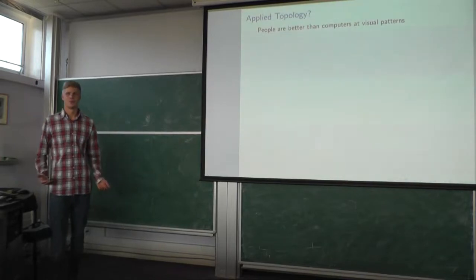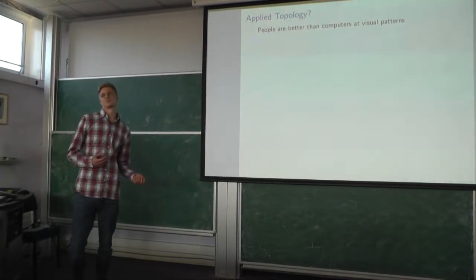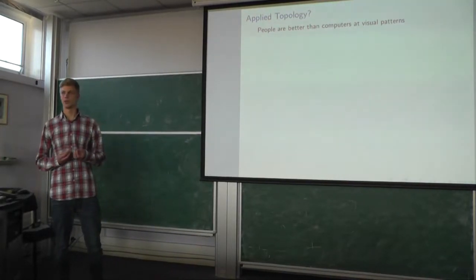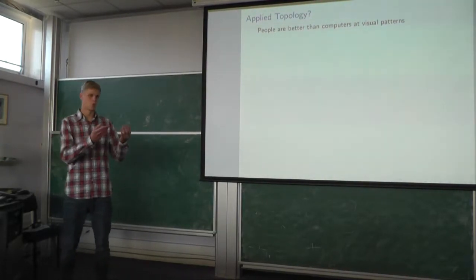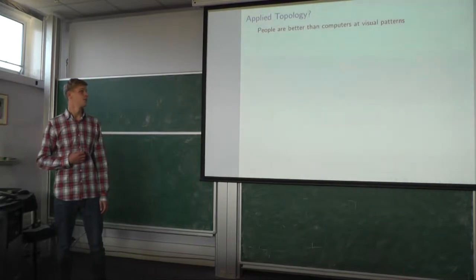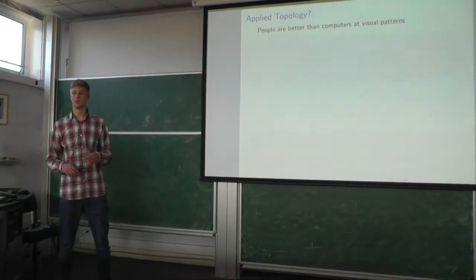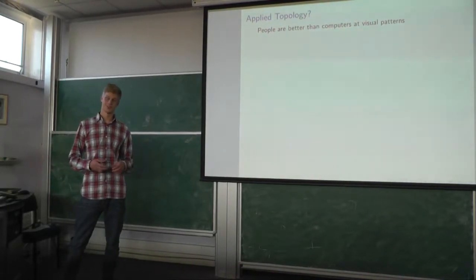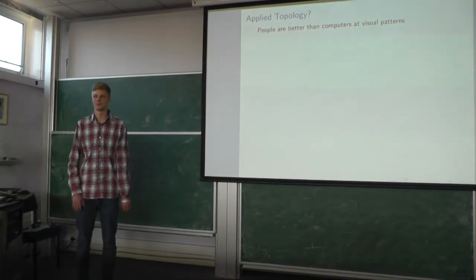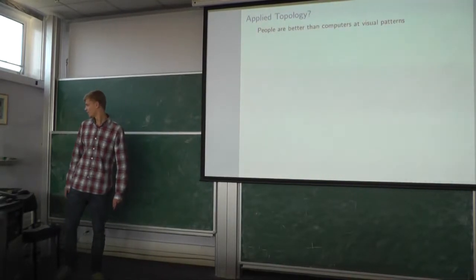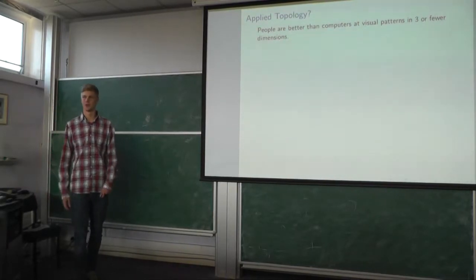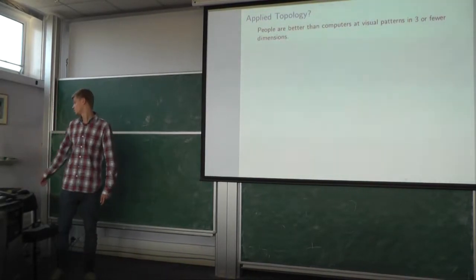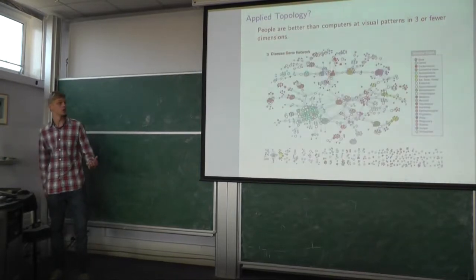Now, people are better at recognizing shapes than computers. It's a really hard question for a computer scientist to know what something is. So why would we want to use topology, something that can't tell the difference between a donut and a coffee cup, to help us here? Well, the main point is that people are only good if we're working in 3 or fewer dimensions. And some of the data we want to analyze can be huge.